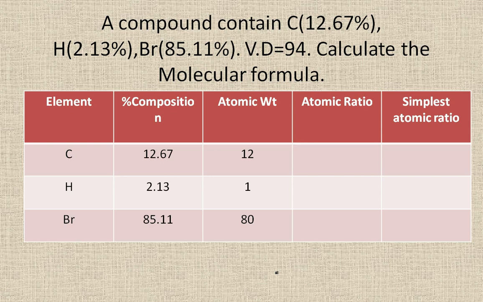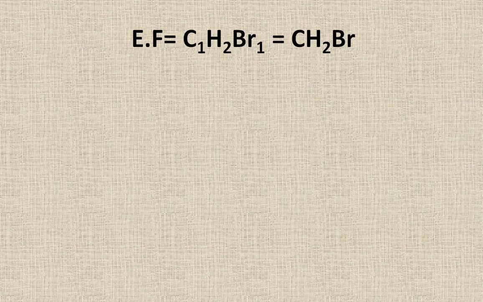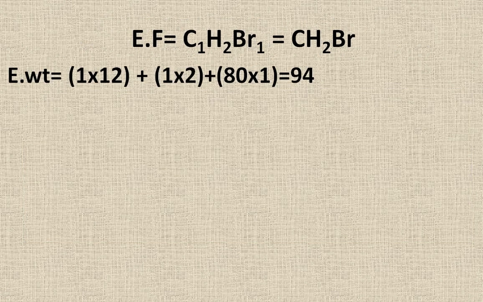Next, we'll divide the individual percentage composition by its atomic weight. 12.67 divided by 12 makes 1.05. 2.13 divided by 1, 2.13. 85.11 divided by 80 makes 1.06. So the least one is 1.05. We'll divide all these atomic ratios by 1.05. So the simplest atomic ratio will become 1, 2, and 1. So our empirical formula is CH2Br. Its weight is 1 into 12 plus 1 into 2 plus 80 into 1, that is 94.